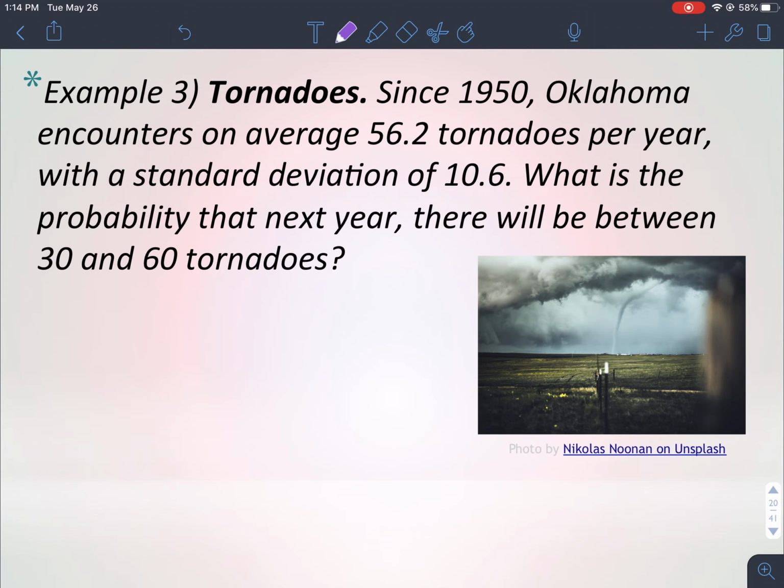Tornadoes. Since 1950, Oklahoma encounters on average 56.2 tornadoes per year, with a standard deviation of 10.6. And this is actual data. What is the probability that next year there will be between 30 and 60 tornadoes? At this point, I would like you to pause the video, try the problem on your own, see if you can draw your bell curve, shade the region, and use the cumulative distribution function to find the answer. Go ahead.